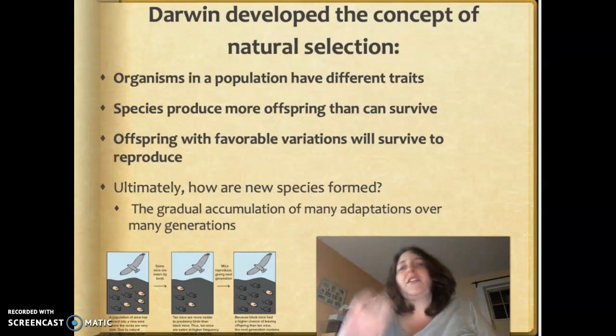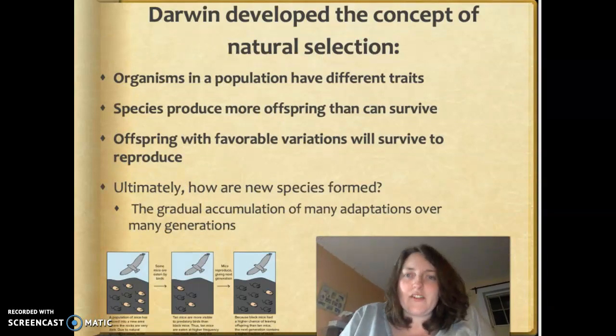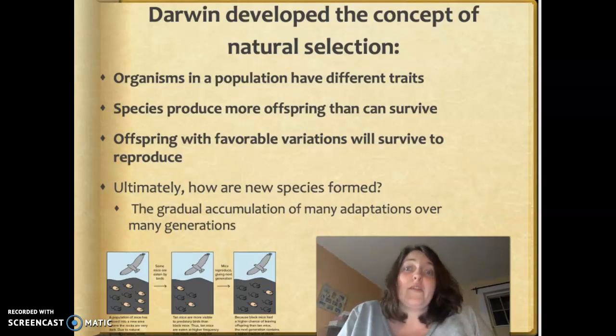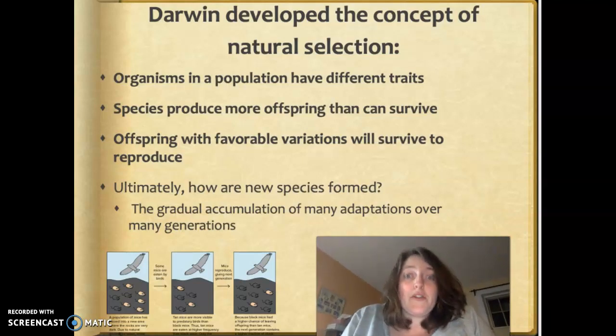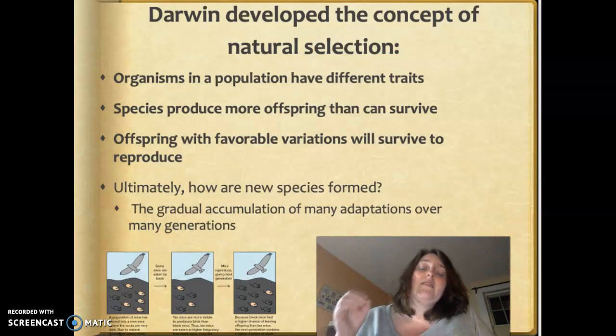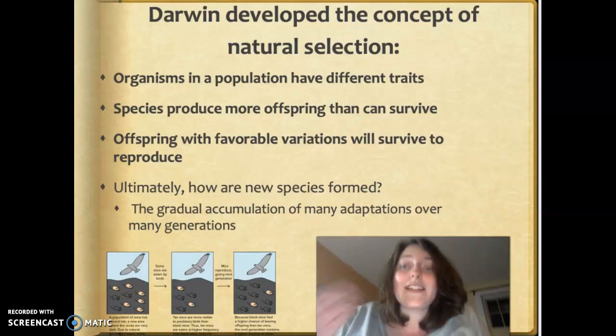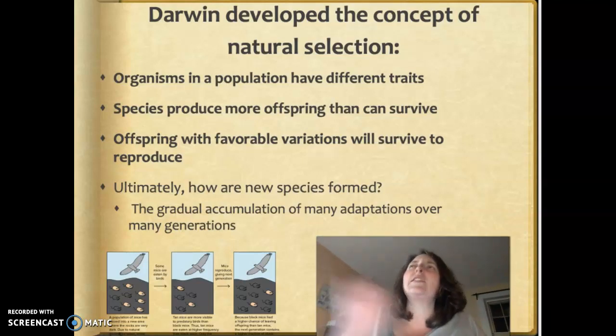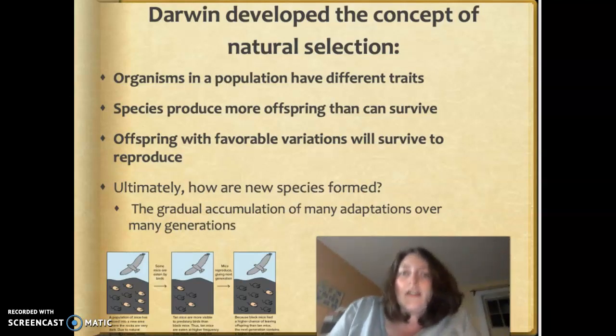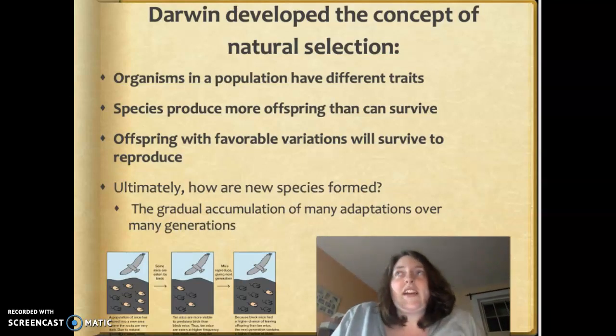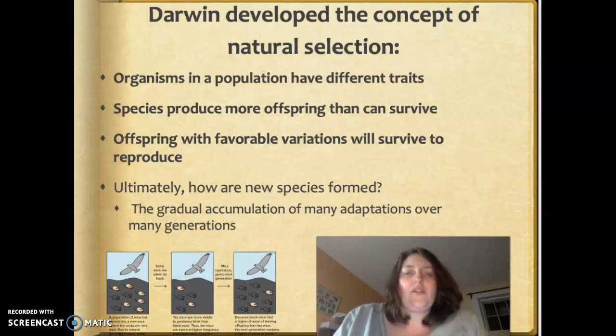But he developed a concept of natural selection from all of this information. Organisms in a population have different traits. Species produce more offspring than can survive, and offspring with favorable traits will survive to reproduce. And new species come about when you end up with a population that has accumulated tons and tons of those adaptations over many generations. This is not an overnight thing. And then the species changes. And it's just minute little changes. Think of it this way.